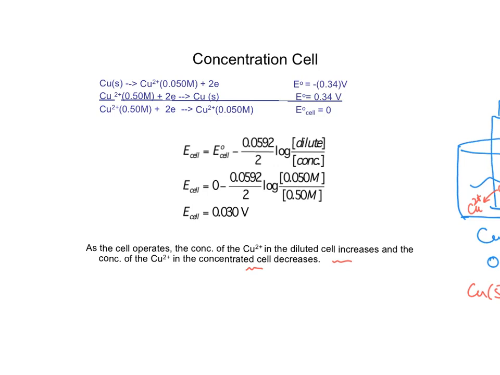And this changes depending on the concentrations of these to start with. So as the cell operates, the concentration of copper 2 plus in the dilute cell increases, and the concentration of copper 2 plus in the concentrated cell decreases. And there's a voltage associated with that.